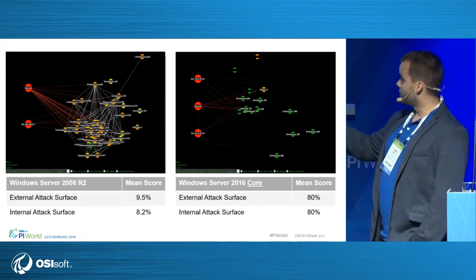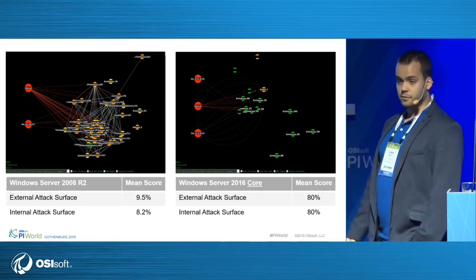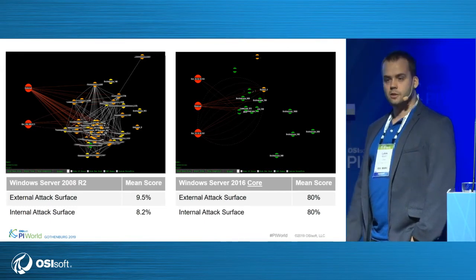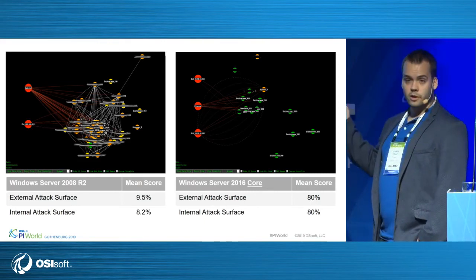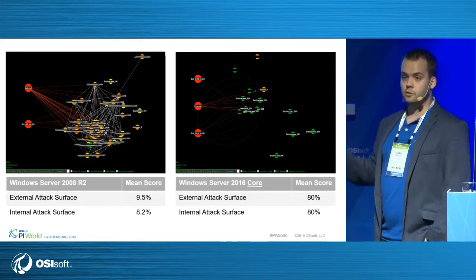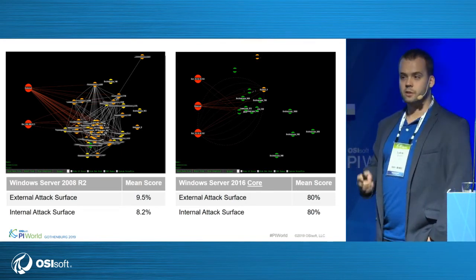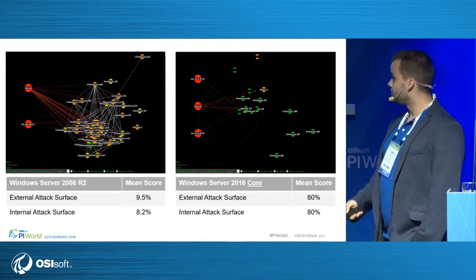So if you look at the external and internal attack surface score of the old system, it's about 8 to 9%. The one on the right, running Windows Server Core and the new PI Data Archive, is about 80%. So that's a 10 times increase in attack surface score.